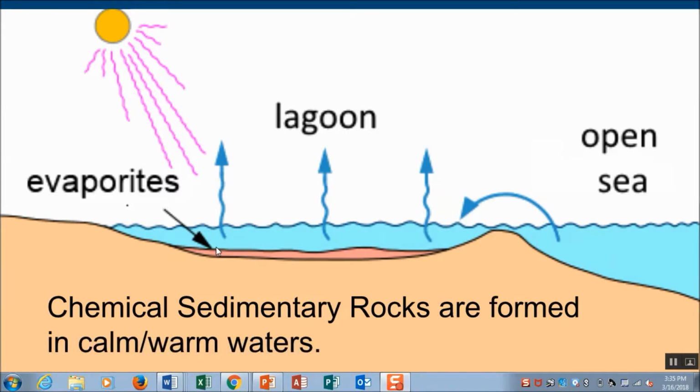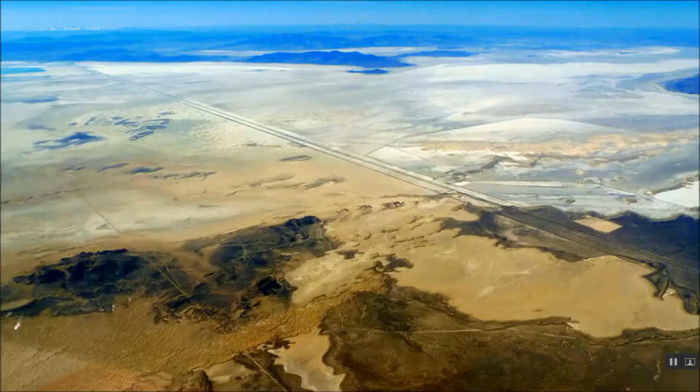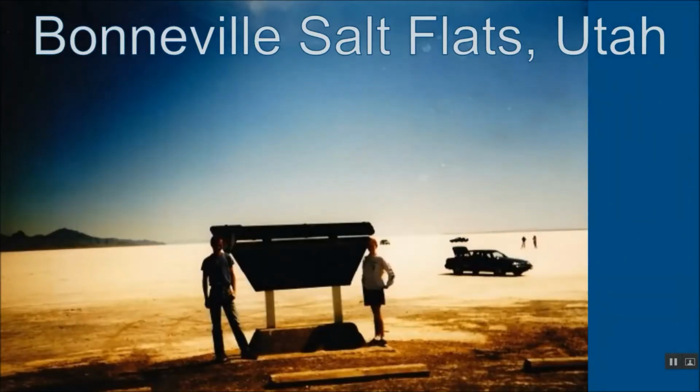Eventually, if this were to evaporate totally out and you didn't have any water at all left, then you would have something that looks like the Bonneville Salt Flats. So this was once covered totally by water, but now all that's left are the chemical sedimentary rocks.